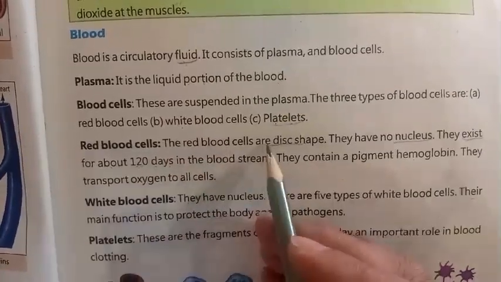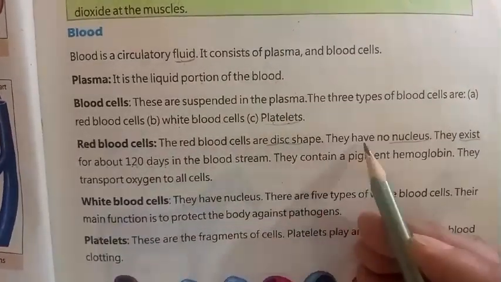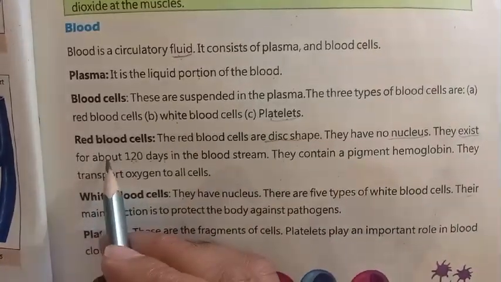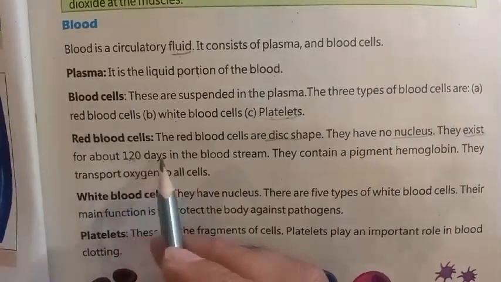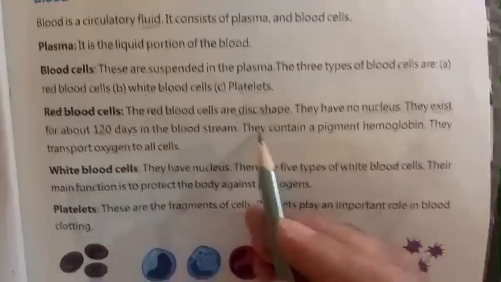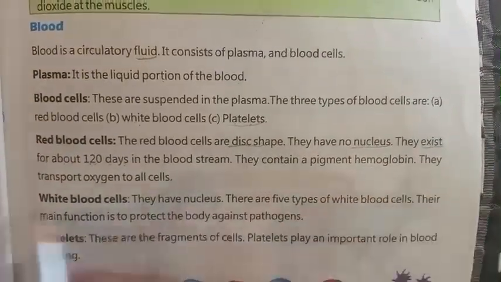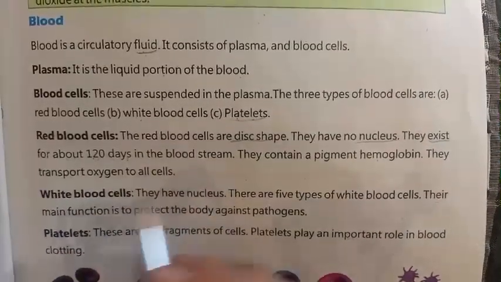Red blood cells. The red blood cells are disc shaped. They have no nucleus. They exist for about 120 days in the bloodstream. They contain a pigment hemoglobin. They transport oxygen to all cells.